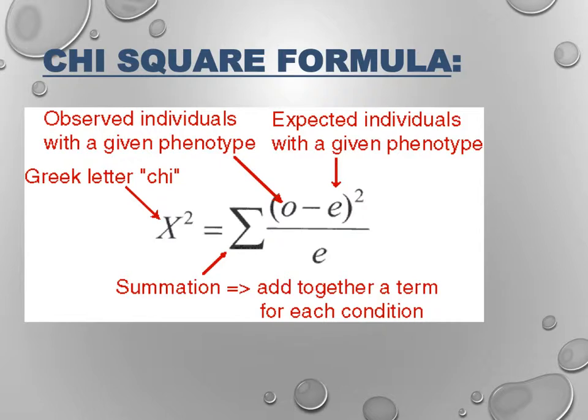All right, so here's the formula for chi-square. And chi-square is a summation, so the symbol that we use to represent chi is actually the Greek letter chi, the letter we know as x, and we square it. So x squared, this right here, is our symbol for chi-square.